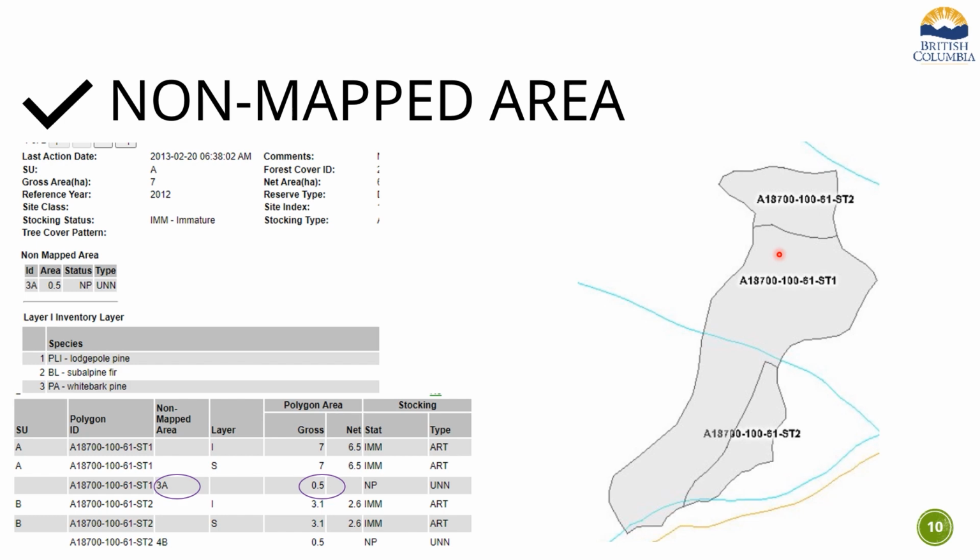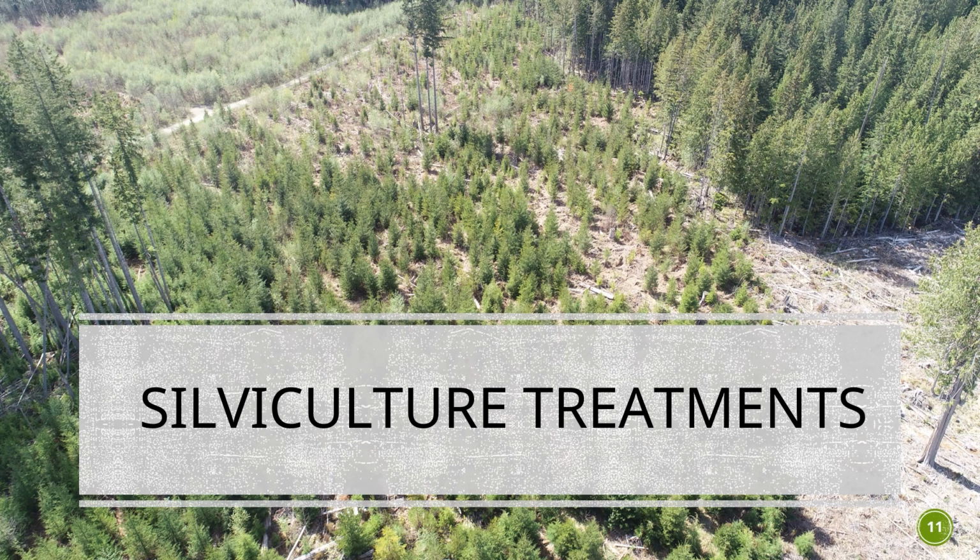You can see it when you open the forest cover for SU, A, and B, right here. You can also see it in the main forest cover table, this row. In this case, the non-map area plus the net area equals the gross area. Okay, that covers off how to submit spatial for forest cover, opening definition, and disturbance reports. We're now going to cover spatial reporting for silviculture treatments.